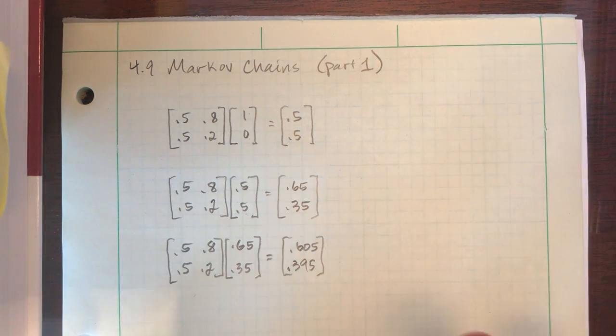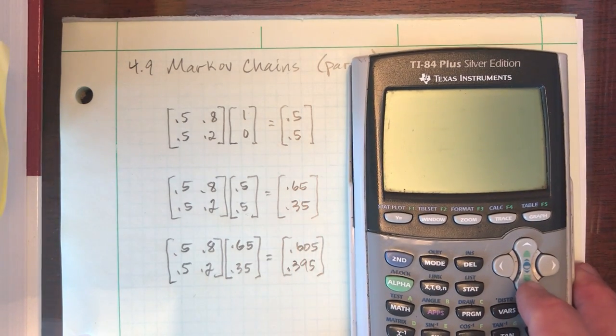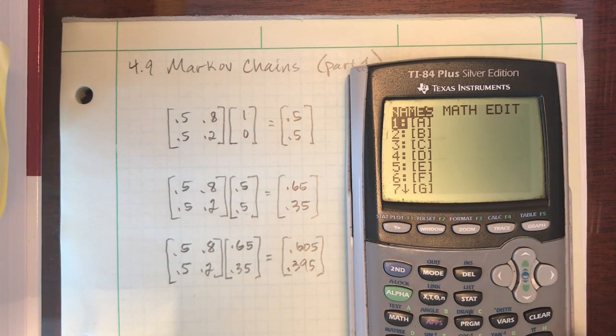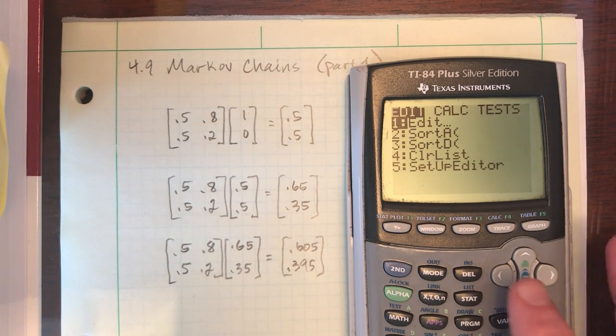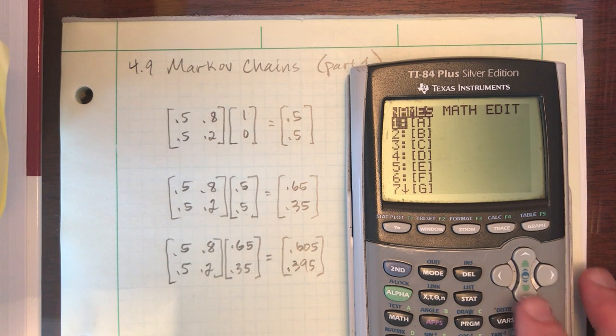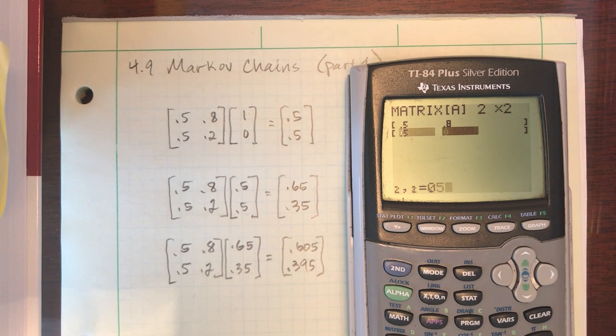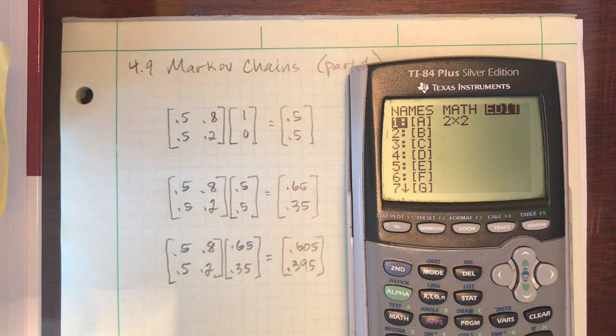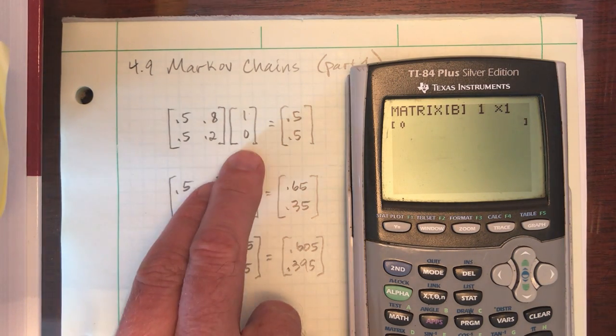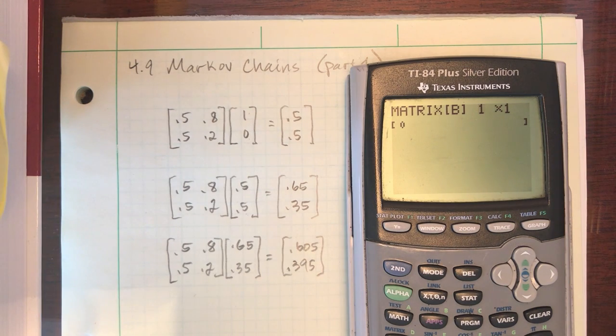Now, that doesn't mean anything to us right now, but I do want to show you a feature that our calculators can do right now. So with our calculators on, get to our matrix. Let's edit matrix A, and that's going to be this first guy. Now let's also edit a second matrix, B, and let's make that be my initial vector. So I need a 2 by 1 and 1, 0.